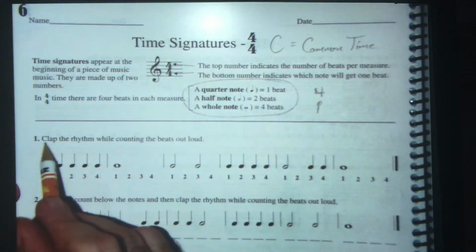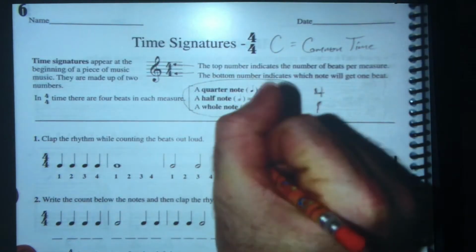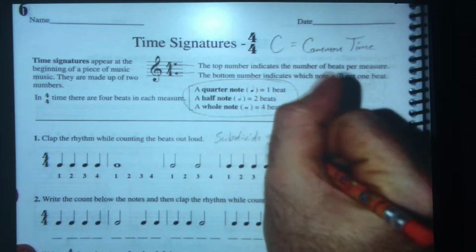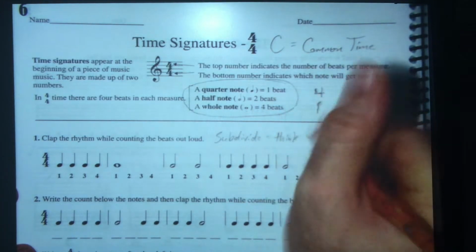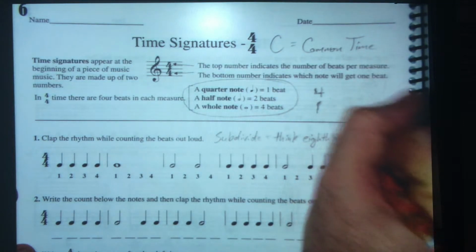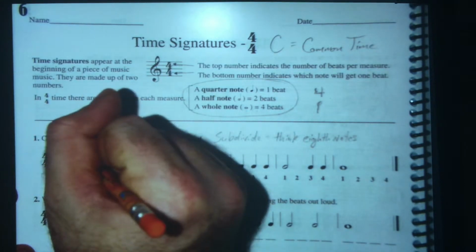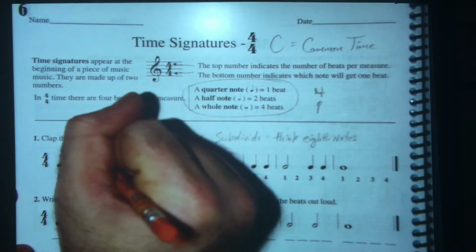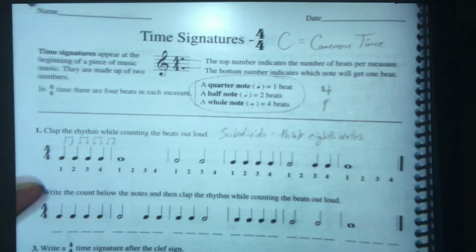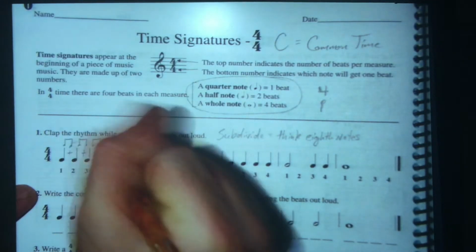For number 1, we're going to clap the rhythm while counting the beats out loud. And you're going to do it with something that we call subdivide, which means think eighth notes. And what we're really thinking is this: One and, 2 and, 3 and, 4 and.